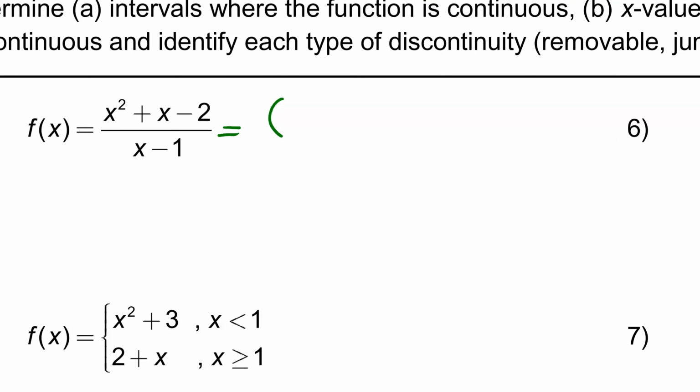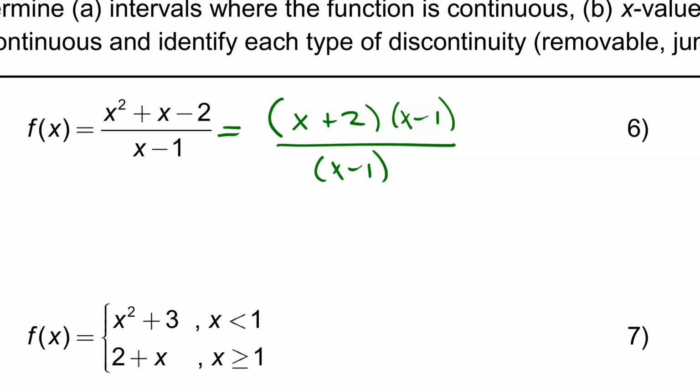If I fully factor the top, what adds to 1 and multiplies to -2 would be x plus 2 and x minus 1. Notice the x minus 1 cancels out. That's a removable. This means we'll have literally just a circle hole, not any asymptotes, just a hole at x equals 1, right? Because you set x minus 1 equal to 0, add 1 to both sides, and we see when x equals 1, we have a removable discontinuity.